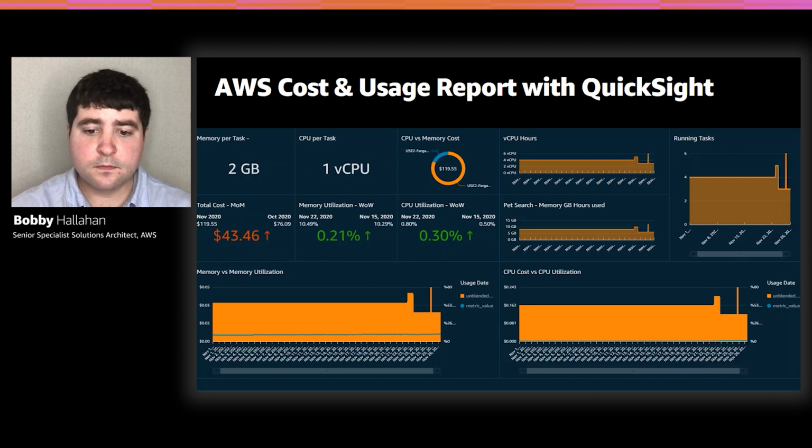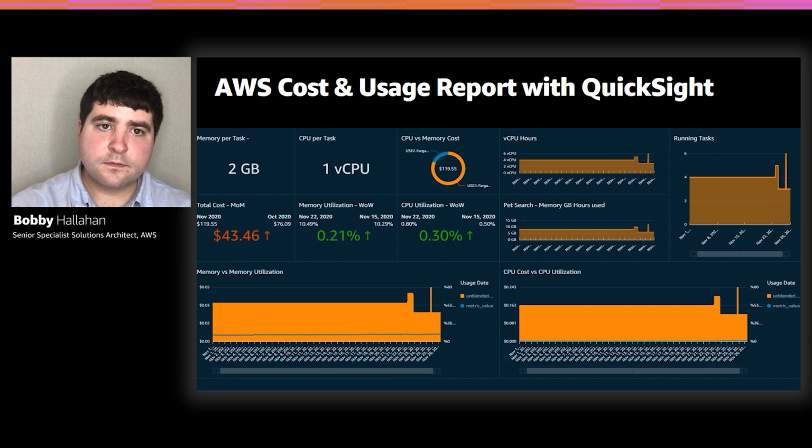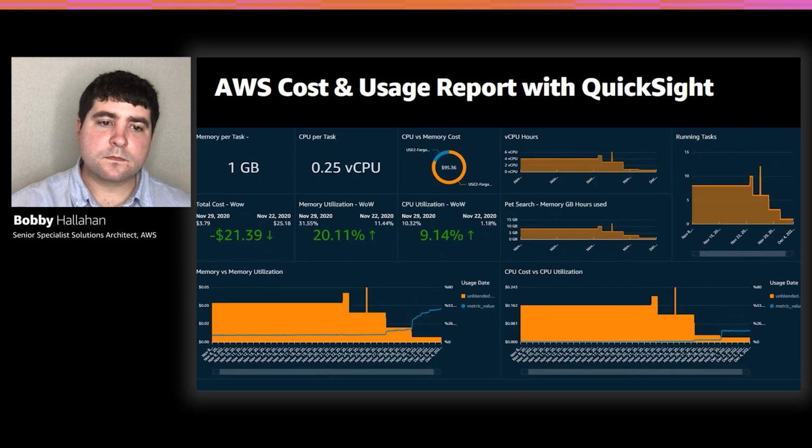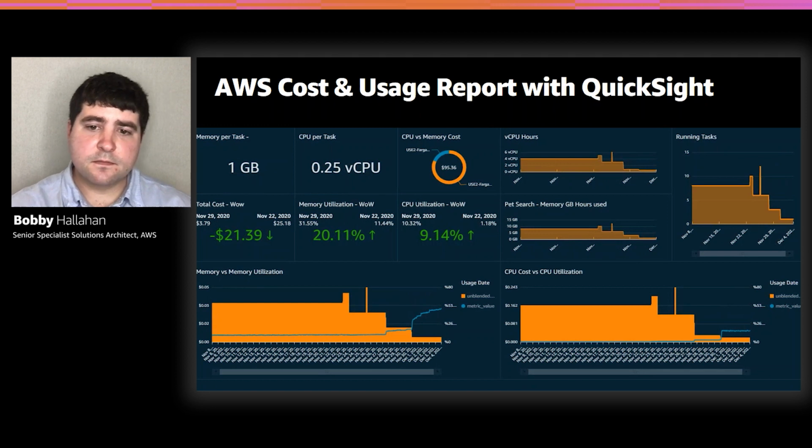Same goes with memory. So some of the suggestions here would probably be, let's resize those tasks so they consume less CPU and use less memory, as well as provision fewer of the tasks. In this case, we have about 3 or 4 tasks running. Maybe we don't need that many. So let's take a look at an updated example of this slide after we made those changes.